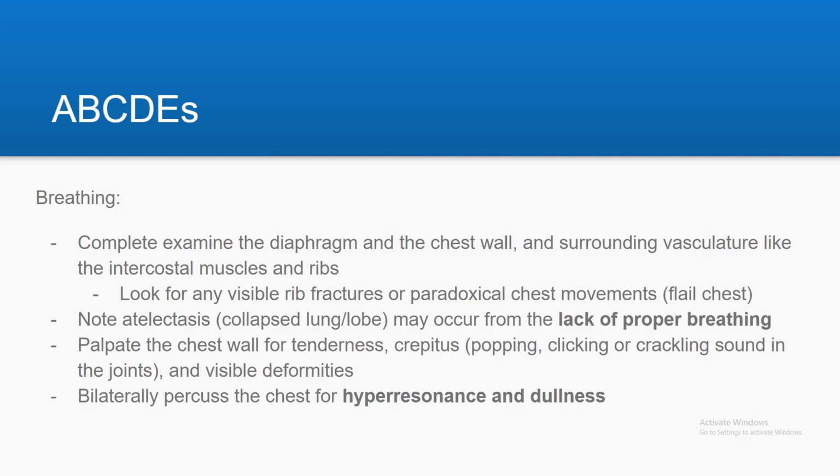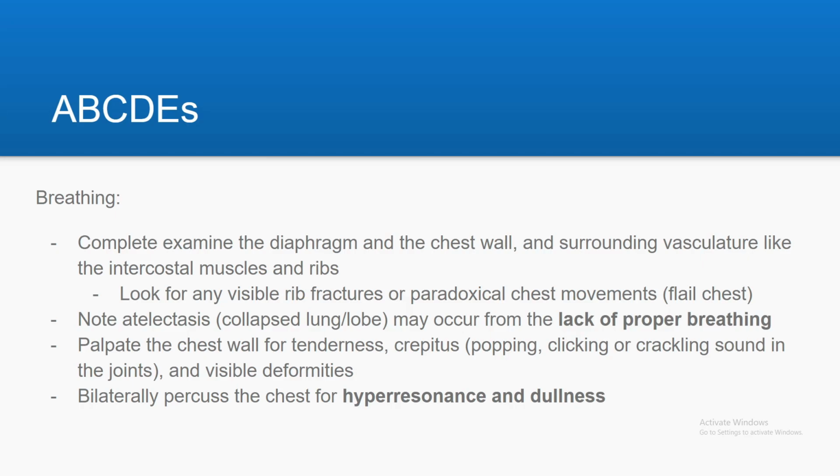So breathing itself, you want to check for complete examination of the diaphragm and the chest wall, as well as the other surrounding structures like the intercostal muscles and the ribs. You want to look for any rib fractures or paradoxical chest movement. So this is the indication for flail chest. Atelectasis, which basically means a collapsed lung or lobe, may occur from the lack of proper breathing. You want to palpate the chest wall for tenderness, crepitus, basically meaning popping or clicking or cracking sound in the joints, and other visible deformities.